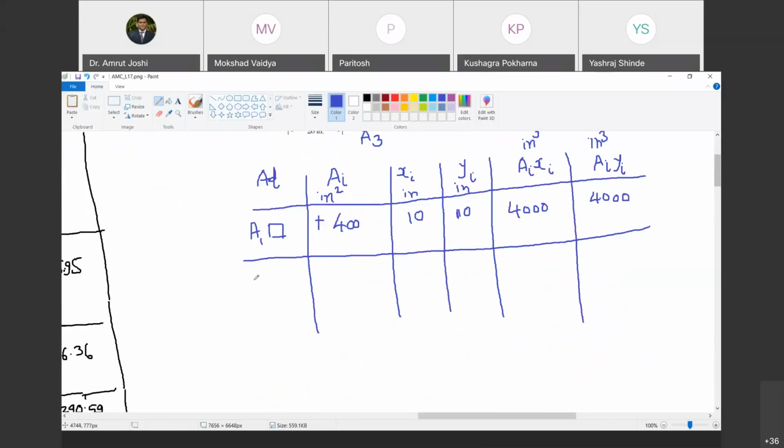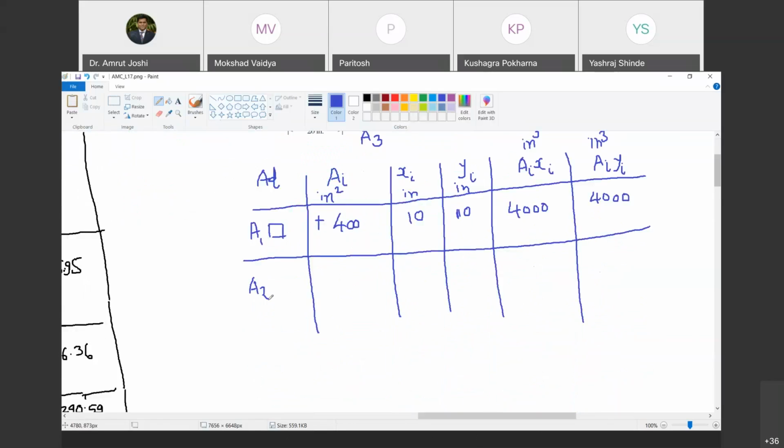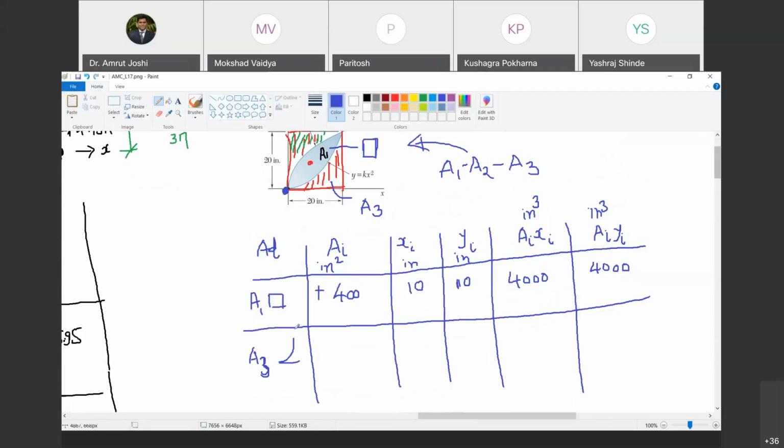Now, second area, we are going to consider this parabola. That means we are now talking about A3 first. Are you with me? A3. Yes, sir. Now pay attention here. When we do this, what is the crucial thing that we must keep in mind? Let us see that first.